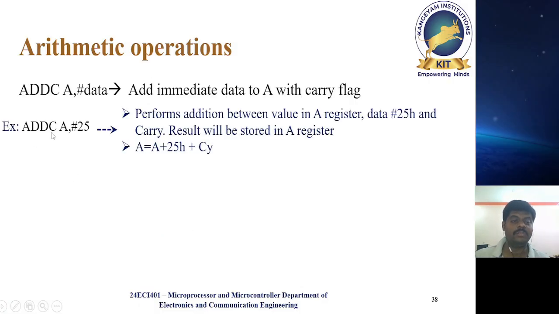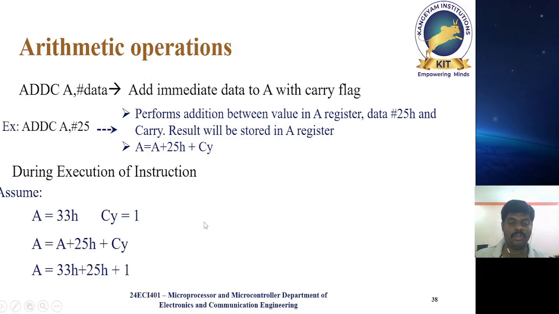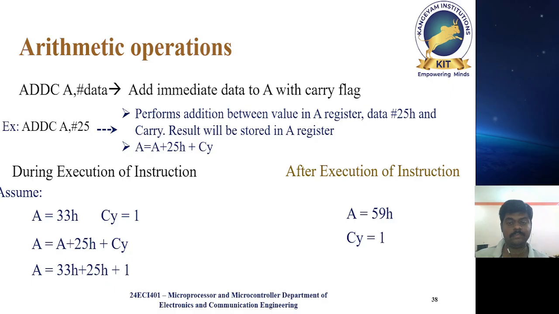Same here, ADDC A comma #25. So #25 means 25 is the immediate value. That A value will be added with 25 plus the carry value. Many times we have seen all this hash notation, so I will just go through what is happening here. A value is 33 and carry value is 1. So A value plus this 25, the immediate value, and then the carry value will be added. So the result will be with the carry information.